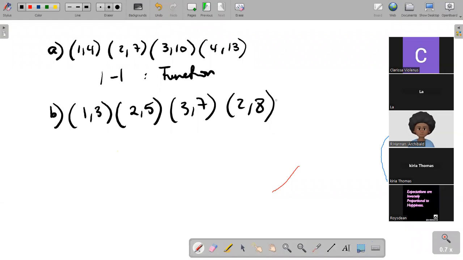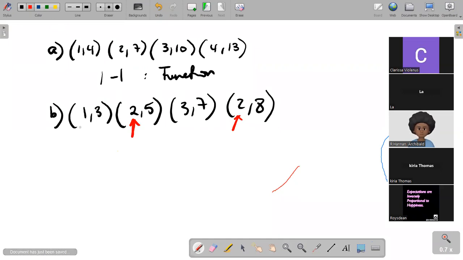Which orders do you think we have to pay attention to? We definitely know it's not a one-to-one. Do we agree? How do we know it's not a one-to-one? Because we have two twos. This is the thing that stands out to us. All the y's are not different. Everybody agree?